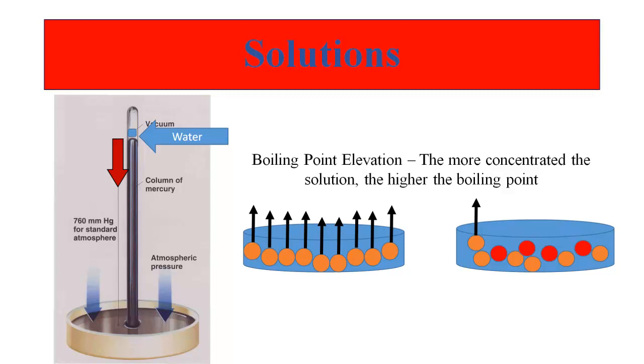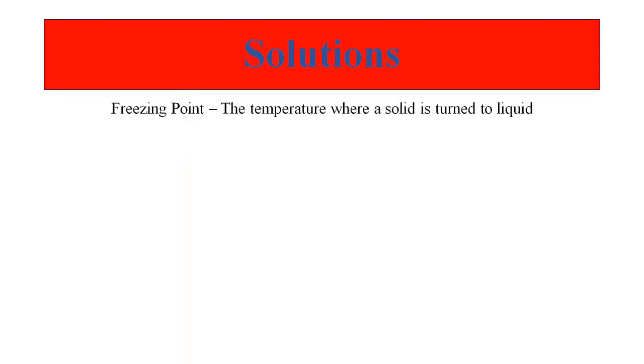Pure water boils at 100 degrees Celsius. The more salt we put in that water, the more we have to elevate that temperature in order to get the water to vaporize. The last colligative property we're going to talk about is freezing point, the temperature where a solid is turned into a liquid.